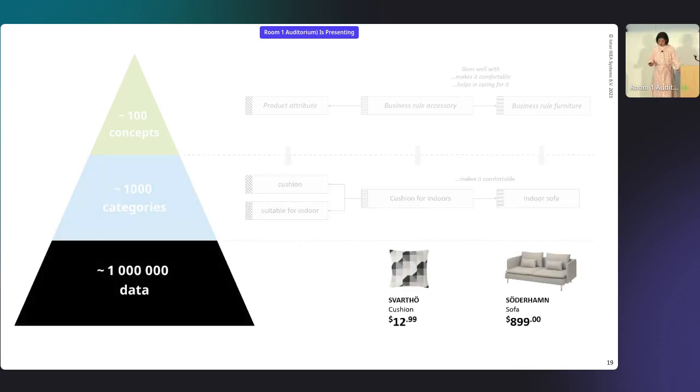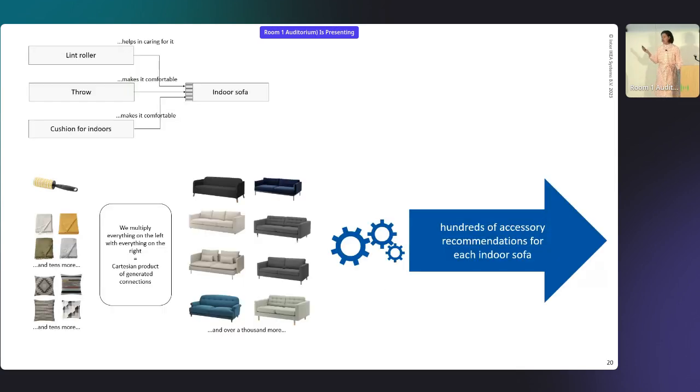And finally, on the data level, and there are thousands of these, we then have the connection. So a particular cushion like Svarthö would make the Söderhamn sofa more comfortable. There's even more happening here. We're also ordering these results based on the styles. So the styles are coordinated as well as their price level, so that the budget of the customer is met appropriately. And so for the indoor sofa, we have the accessory rule for cushion for indoors.